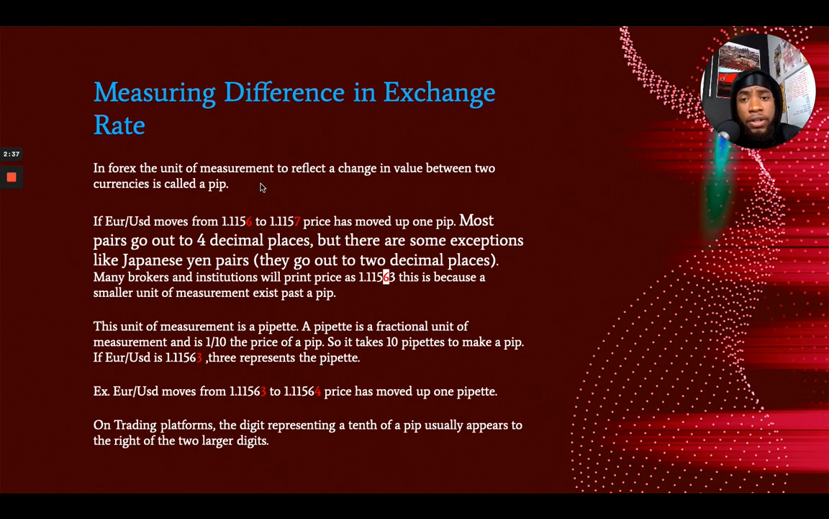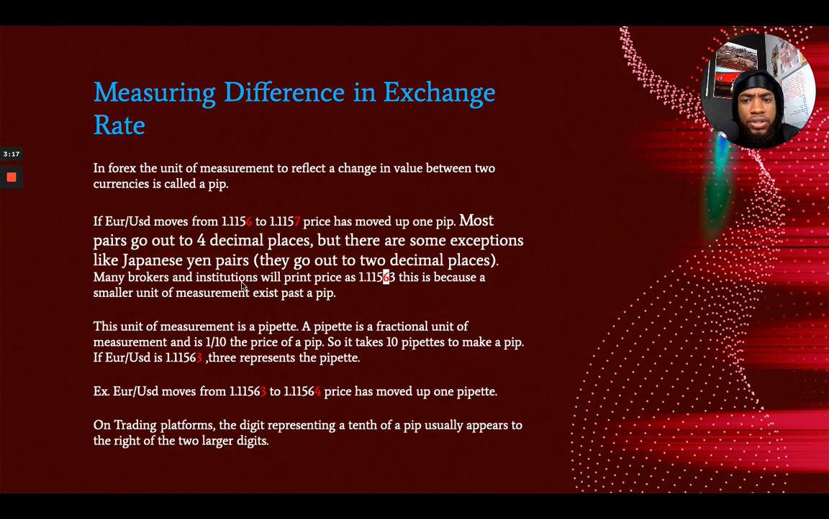So measuring the difference in exchange rate. In Forex, the unit of measurement to reflect the change in value between these two currencies is called a pip, percentage and point, right? So if Euro USD moves from 1.1156 to 1.1157, prices actually just moved up 1 pip, right? Most of these pairs in foreign exchange go out about 4 decimal places in relevance to where the pip is located, but there are some exceptions like the Japanese yen pairs, which go out about 2 decimal places, or your commodities like oil, gold, silver, or indices like SPX500, US 30, Nas100, and we'll go over a few of those later on in this presentation.